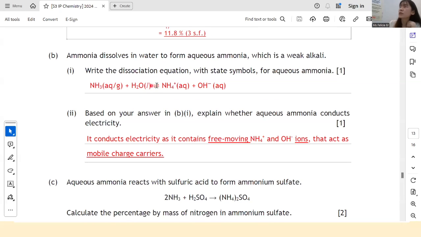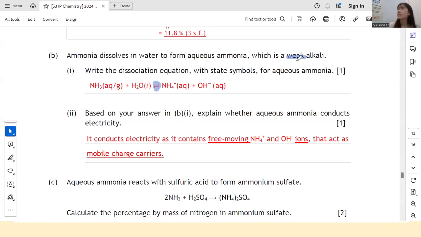The dissociation equation must always use a reversible arrow for such a weak alkali. Remember, for strong, it's always a solid arrow. Weak is always a reversible arrow. So take note, weak is reversible. You can also highlight it to remind yourself.